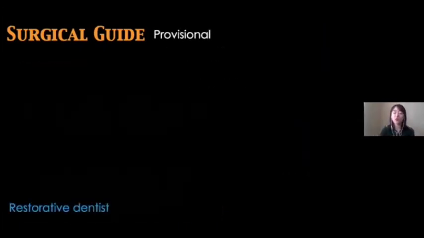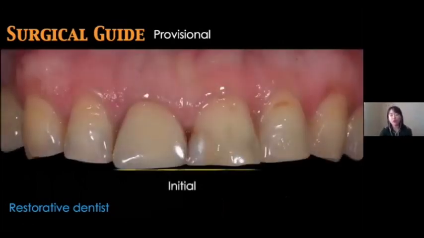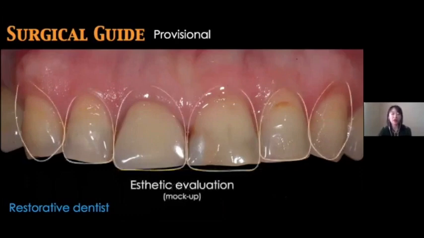So here's a quick illustration showing how to use the provisional as a fixed guide. Basically, a patient first comes with a chief complaint saying, I don't like my crown, it's too short and I have a gummy smile. So as a restorative dentist, you have to go through all the aesthetic evaluations, such as incisal edge and tooth proportion, as I mentioned, and then you go ahead and do a mock-up.